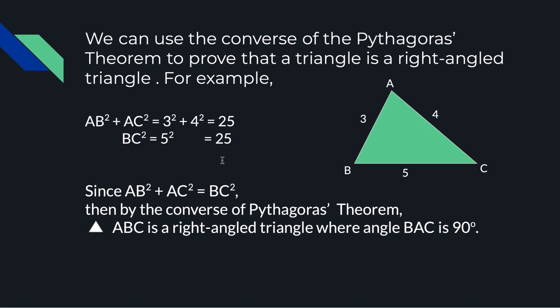Then we work out the sum of the squares of the two shorter sides, followed by the square of the longest side. If they are equal, then we can conclude that since AB squared plus AC squared equals BC squared, then by the converse of Pythagoras theorem, triangle ABC is a right-angled triangle where the angle BAC is 90 degrees.